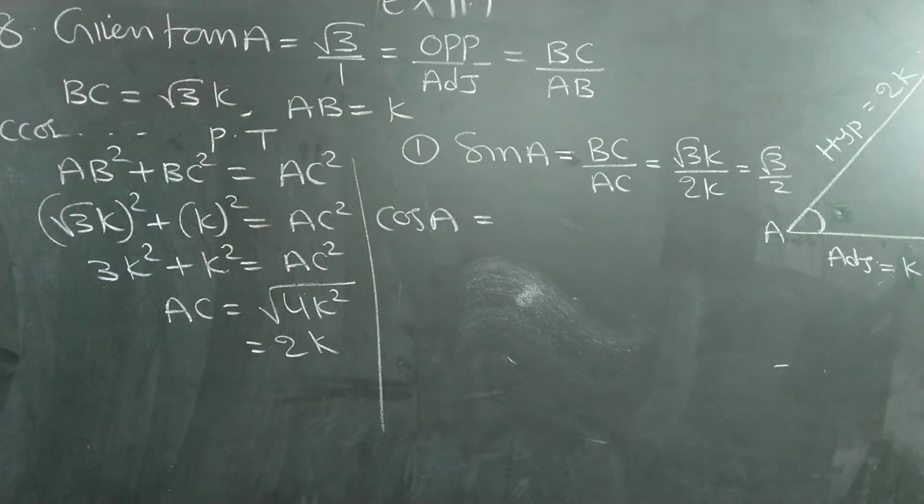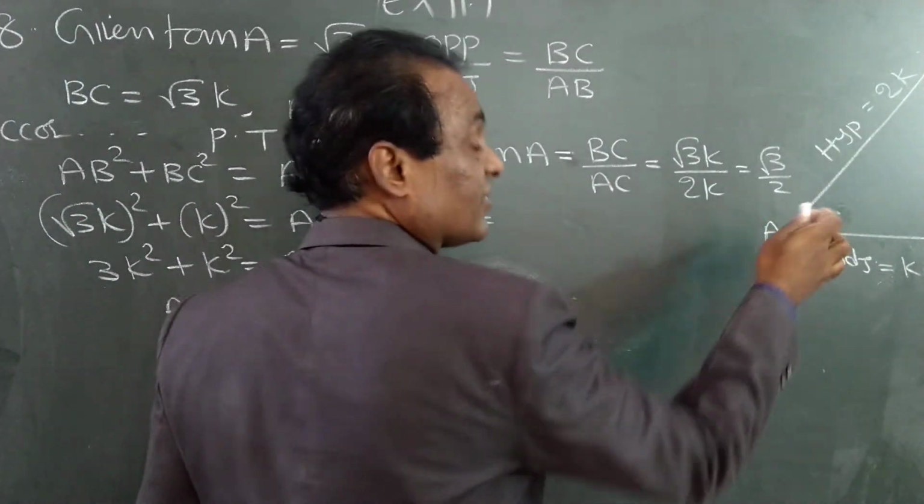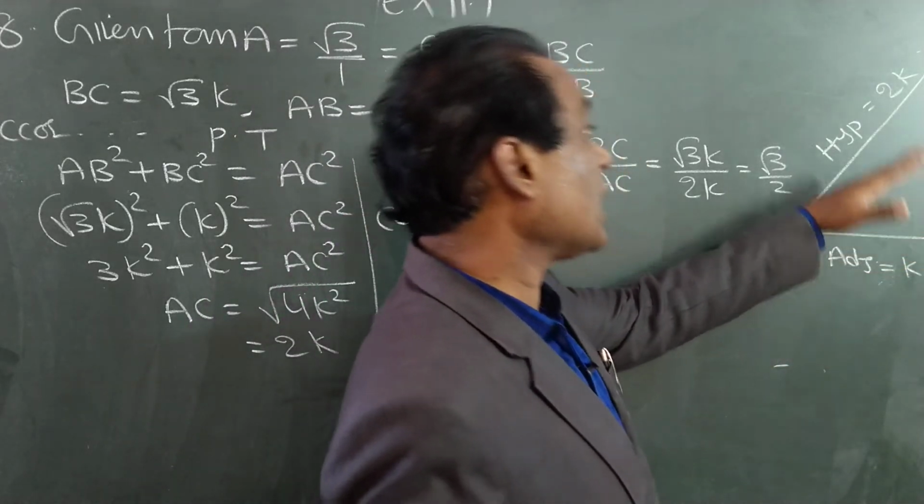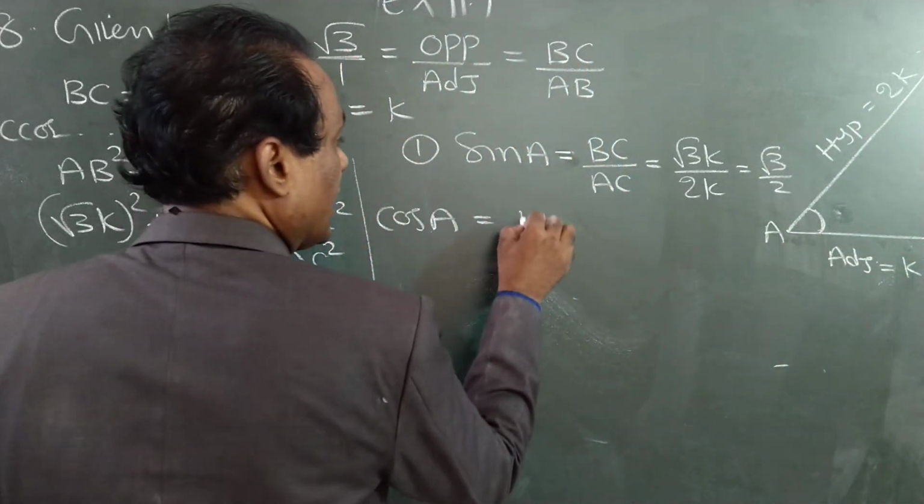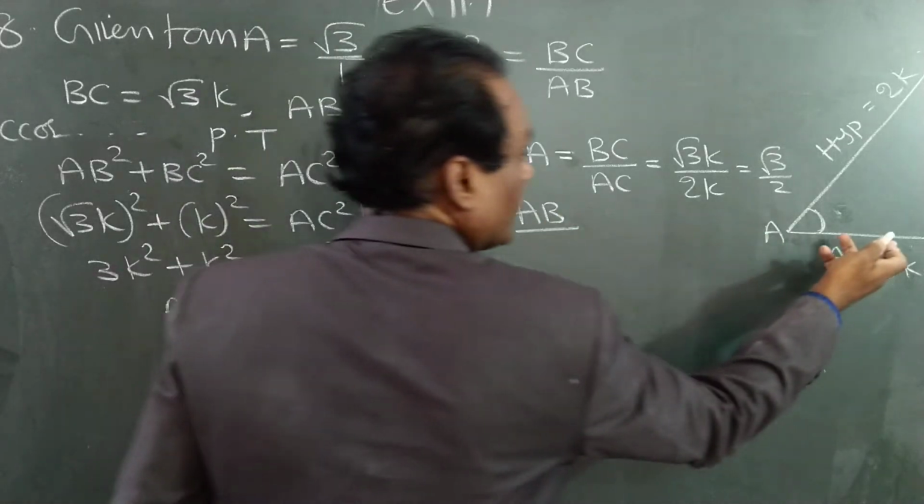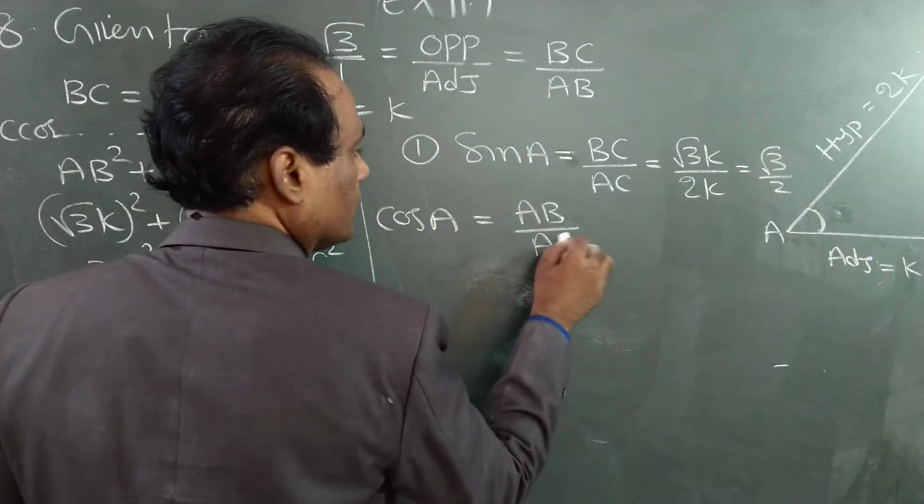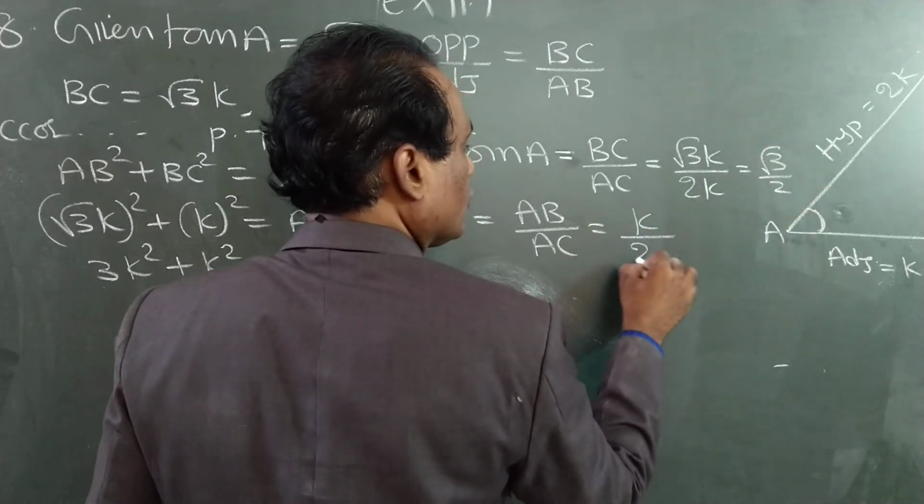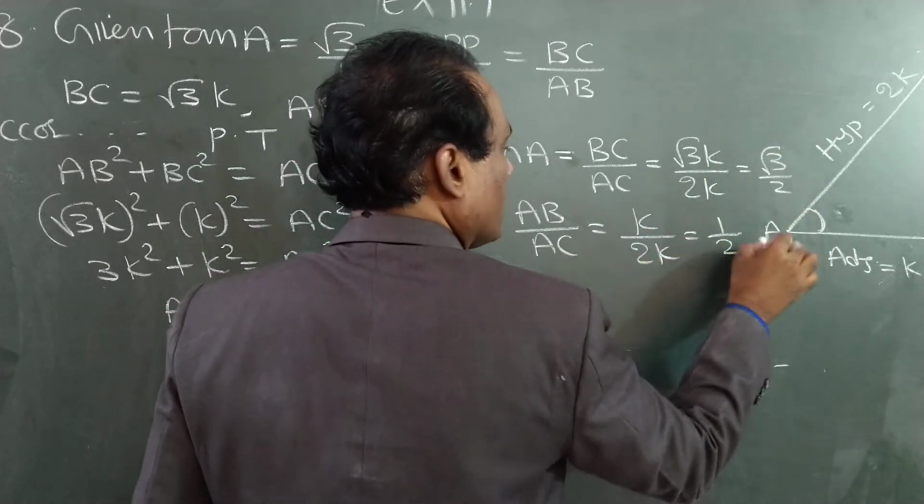Now, cos A definition. What is the cos definition? See the formulas. Cos is equal to adjacent by hypotenuse. What is adjacent? k, by hypotenuse 2k. K cancels, 1 by 2.